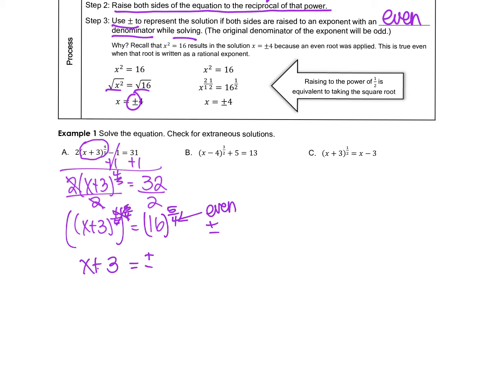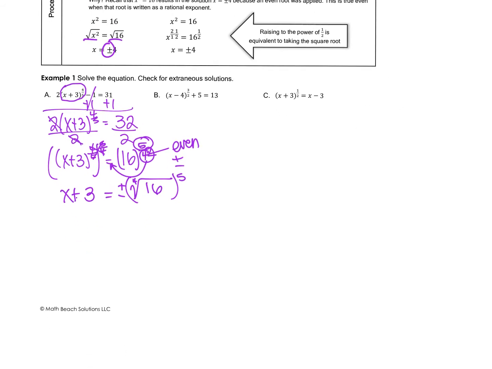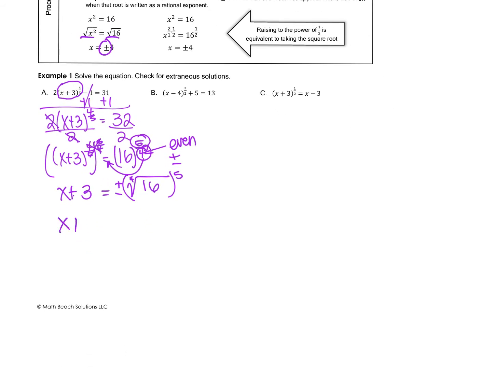I'm going to rewrite this rational exponent with a radical. So I'm going to make that my index. So I'm going to take the 4th root of 16 and then I'll raise it to the 5th power. So that denominator becomes your index. That 5 stays there as the exponent. So we need to simplify that.